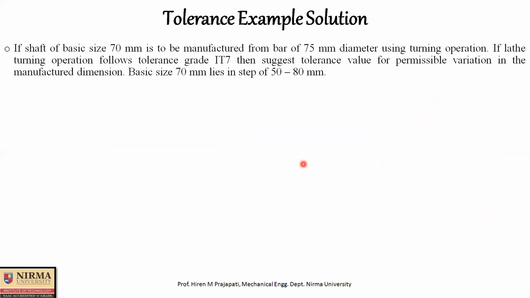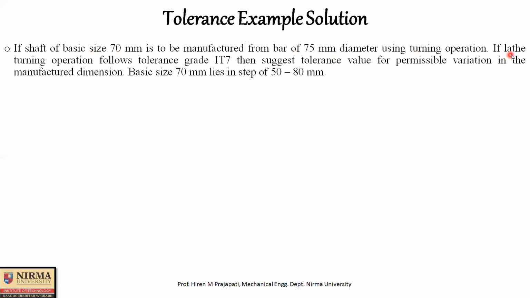Now we will try to find out tolerance for shaft manufacturing with basic size 70 mm. So what is the data? A shaft of basic size 70 mm is to be manufactured from a bar of 75 mm diameter using a turning operation. So we have raw material, one bar of 75 mm diameter, we need to do turning of it and reduce the diameter from 75 mm to 70 mm.